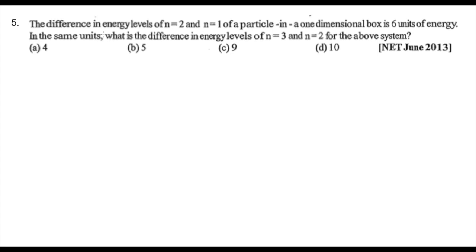Alright, so it says that the difference in energy level of n equals 2 and n equals 1, that means E2 minus E1 in a particle in a one-dimensional box, is 6 units of energy. Okay, that is equal to 6. I'm just taking it equal to 6. So let me just put up the values over here. The value of energy for a particle in a one-dimensional box, we have already done it. So it's n squared h squared upon 8 m l squared.